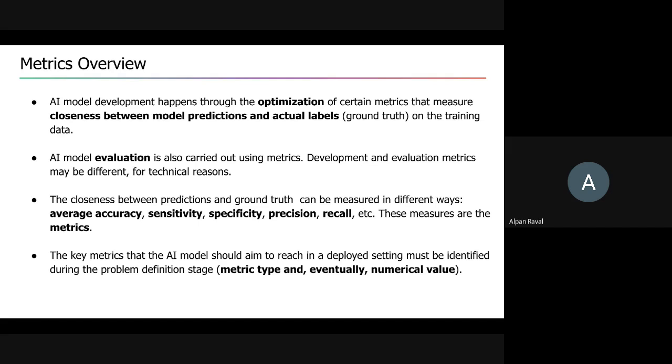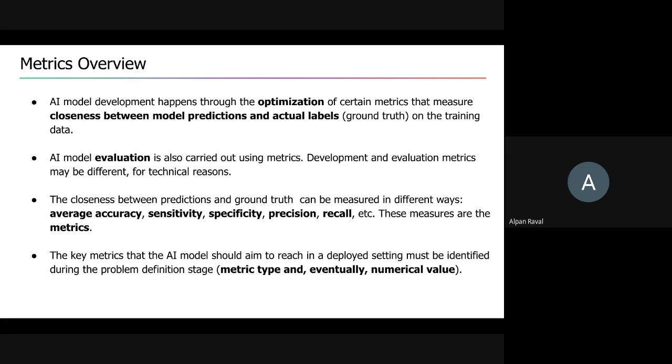So first, when people train or develop an AI model, certain numerical functions are optimized as part of the training process. And these are some metrics, right? So this is also what we call metrics. AI model development happens through the optimization of certain metrics. And what do these metrics do? They measure the closeness between the predictions of the model and the actual ground truth of the labels.